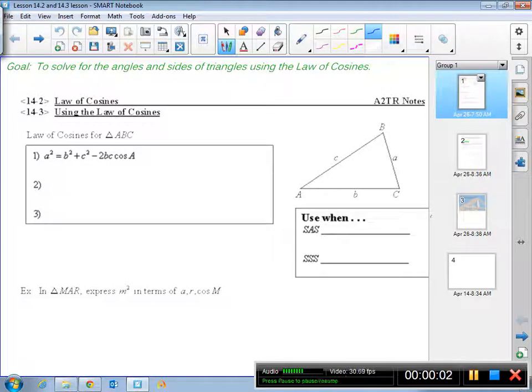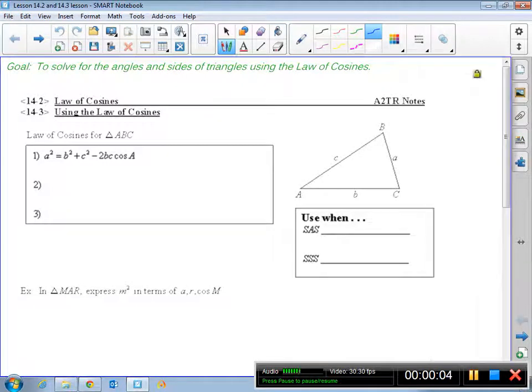We're starting chapter 14 today with the law of cosines. You're going to be given the law of cosines on your Regents reference sheet, and it looks like this: a squared equals b squared plus c squared minus 2bc cosine of A.